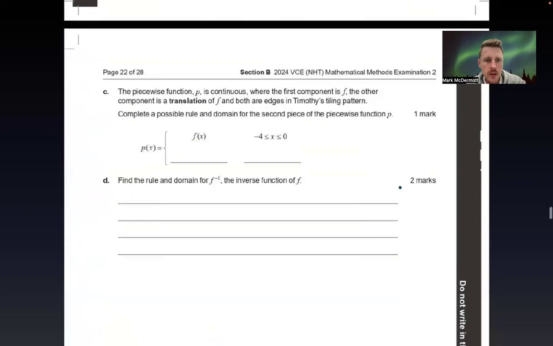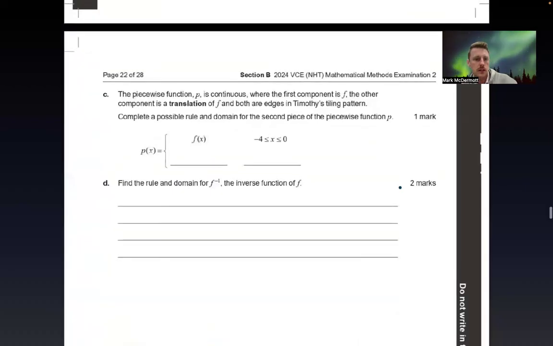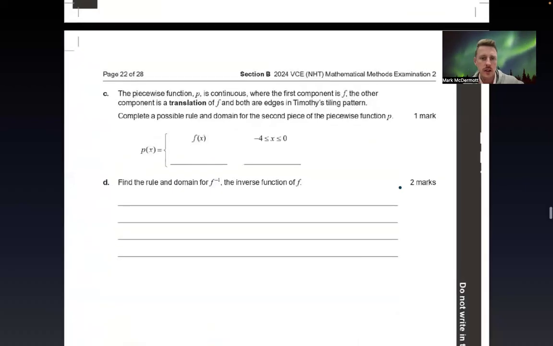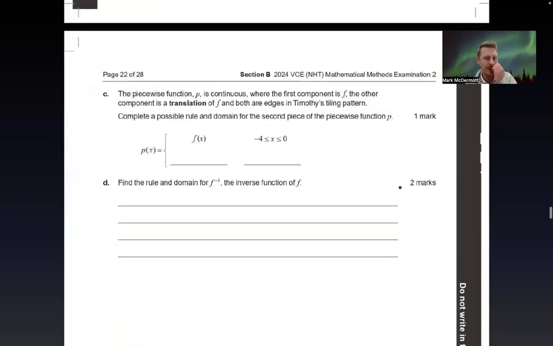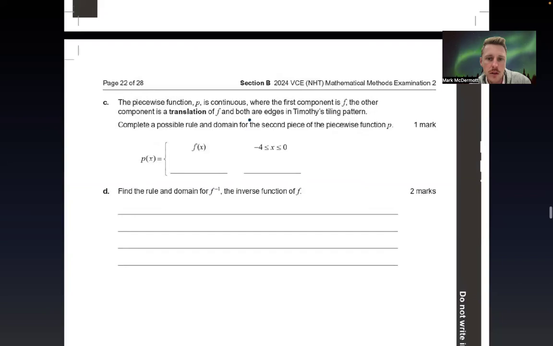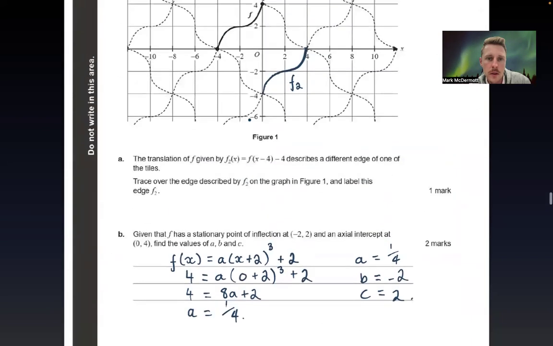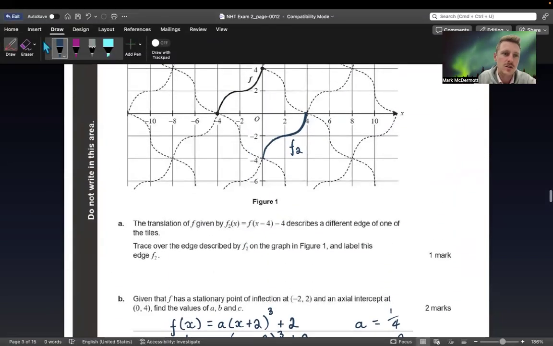The piecewise function P is continuous, where the first component is F, the other component is a translation of F, and both are edges in Timothy's tiling pattern. Complete a possible rule and domain for the second piece of the piecewise function P. All right, it has to be continuous. Okay, maybe a different color here will help.